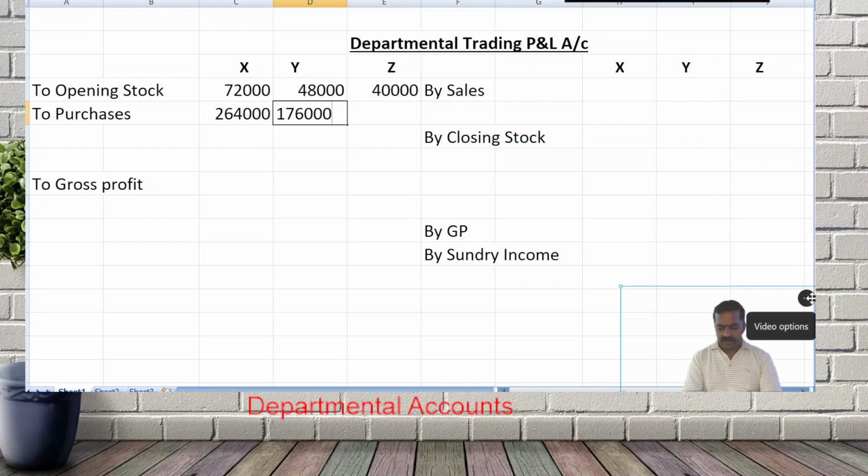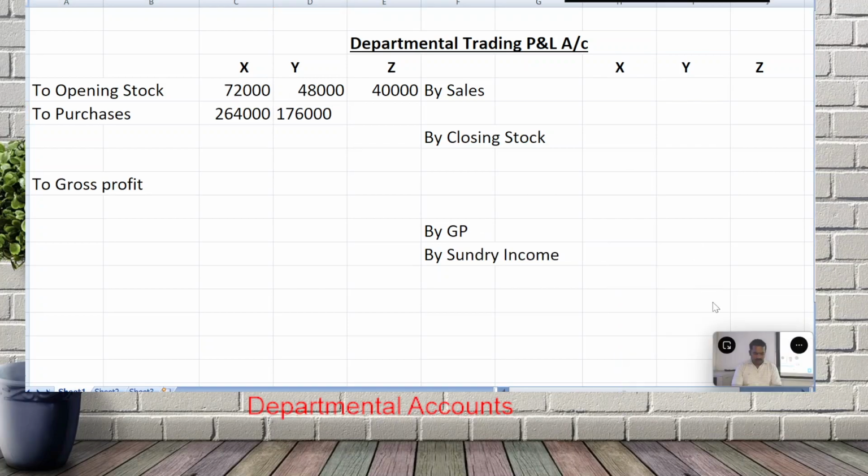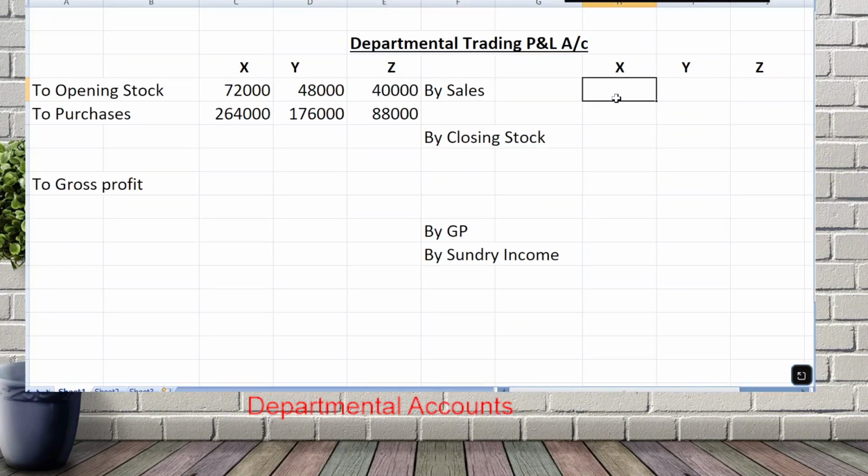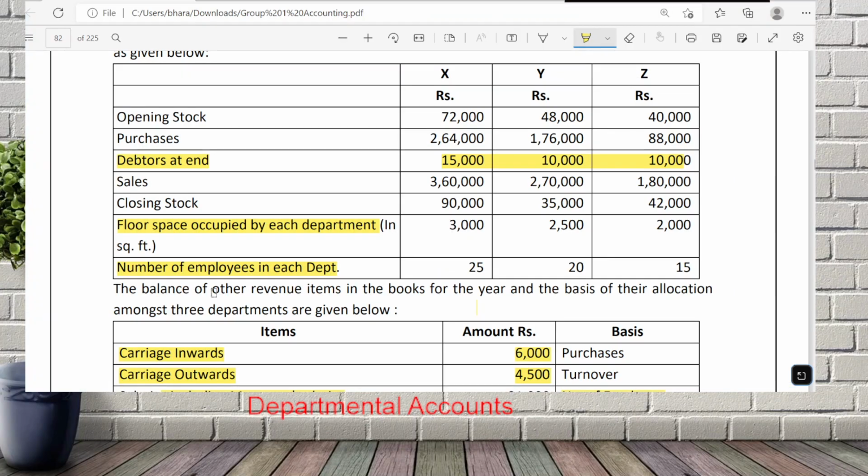Then sales, how much is given? 3,60,000, 2,70,000 and 1,80,000. Then any direct expenses available?